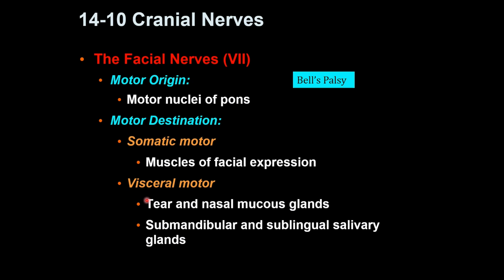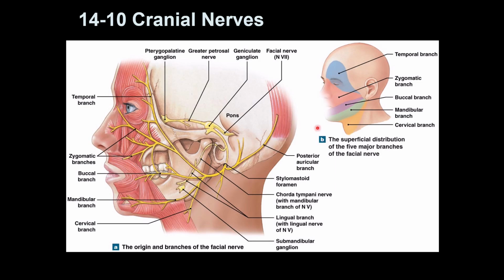These are the branches of cranial nerve 7. You can see these are the motor branches. This is the temporal branch. This is the zygomatic branch. This is the buccal branch. This is the mandibular branch. This is the cervical, and this is the occipital. For the occipitalis muscle, this is the post-auricular branch.